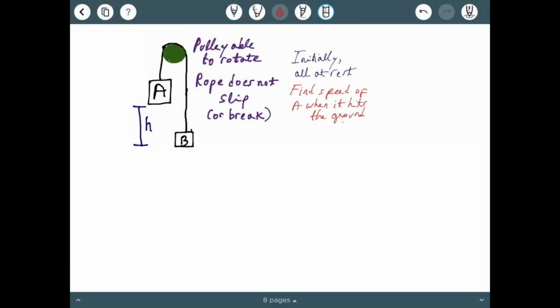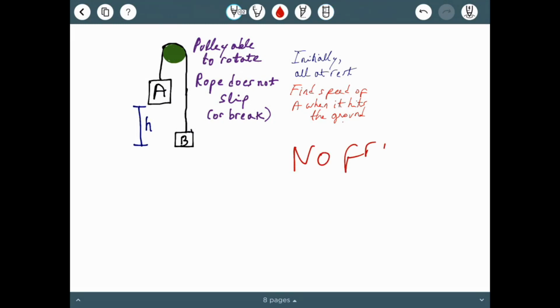This is problem 9.76. It is about a pulley with two masses A and B, with mass A being higher than mass B and having a bigger mass as well. What's new in this problem is that the pulley is able to rotate from the contact it has with the rope, and they tell you that the rope does not slip or break. Everything is initially at rest, and they want you to find the speed of A when it hits the ground.